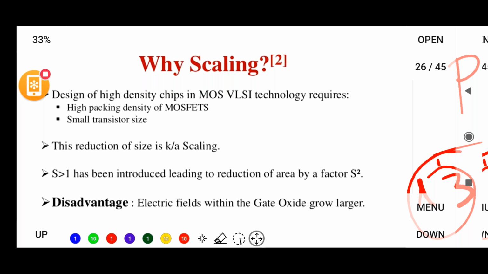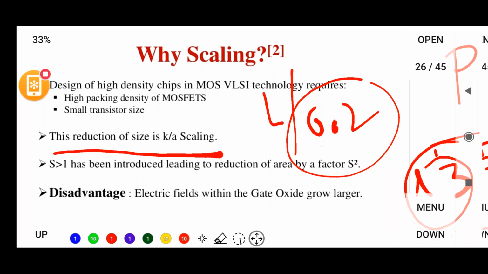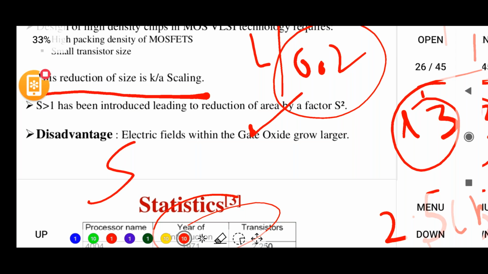Now one more overview about this. I have written here that the reduction of the size is possible by some factor. You decide how much you have to reduce this L. Suppose I reduce this value by 0.2, so that is a factor, a scaling factor. I have written here, this is a scaling factor.